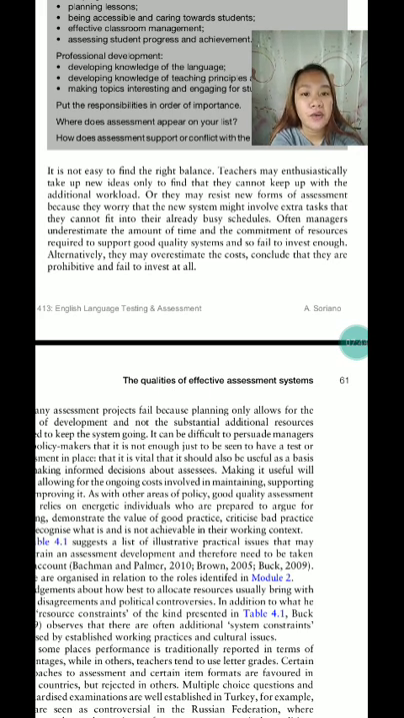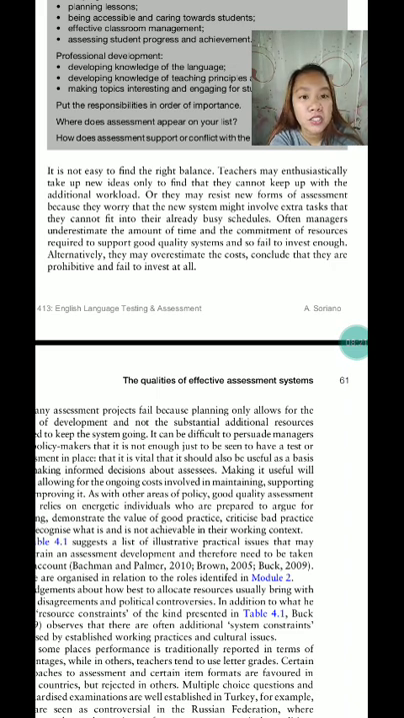It is not easy to find the right balance. Teachers may enthusiastically take up new ideas only to find that they cannot keep up with the additional workload. Or they may resist new forms of assessment because they worry that the new system might involve extra tasks that they cannot fit into their already busy schedules.